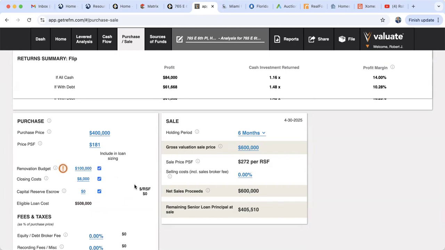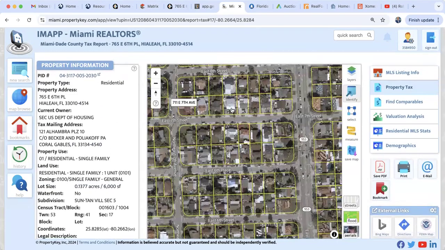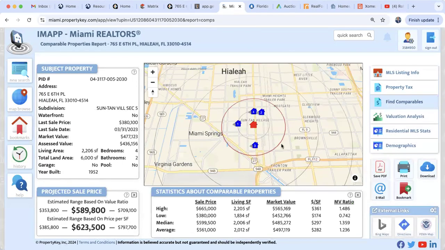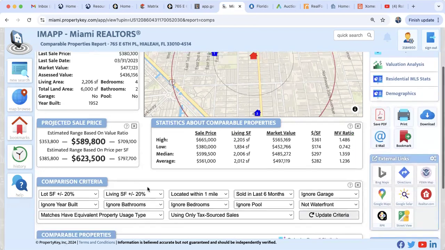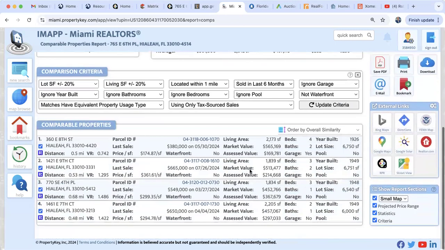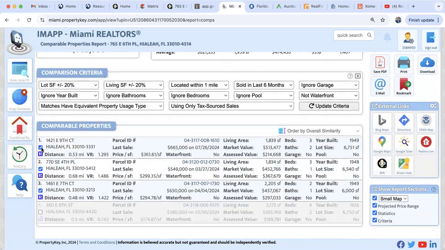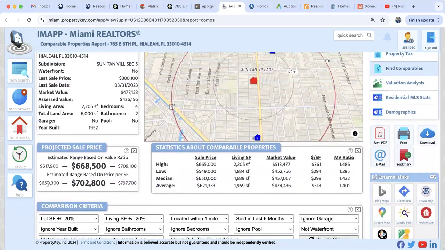All right. Now, let's go over here to where it says gross sales price. Notice how it says holding period 6 months, gross valuation sales price $600,000. However, what did IMAP tell us? We're going to come here and we're going to, again, find comparables within 1 mile during the last 6 months, and we have these 4 comps, right? Let's say we get rid of this guy right here at $380,000. Let's get rid of that one. So we're between 650 and 797 with an average of 702.